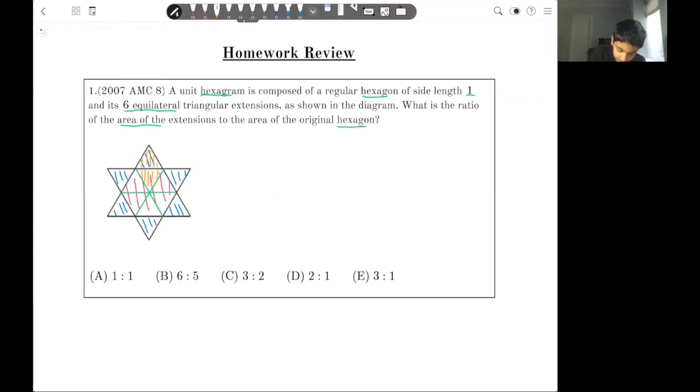Basically, each of these triangles is going to be the same as the triangle outside of it. So this area is the same as this area is the same as this area, and so on. These areas all match up. So half of it is inside the hexagon, half of it is outside the hexagon. Overall, there are six of these equilateral triangles. The hexagon has 6 triangles, and the extensions also have 6 triangles.